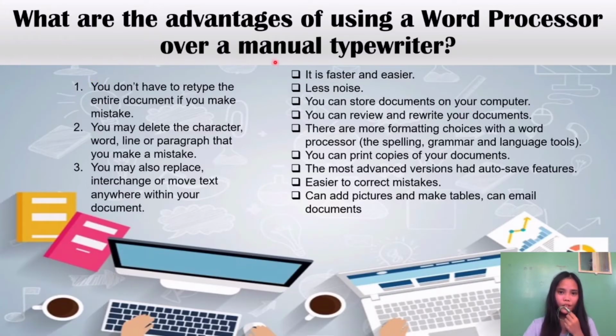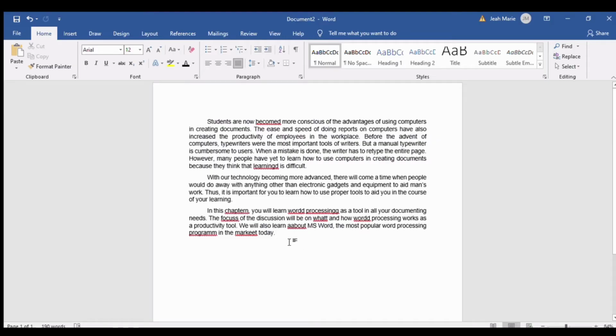So what are the advantages of using a word processor over a manual typewriter? Say for example, we have this text. As you can see, there are some words highlighted in red, and that is a mistake. In a word processor, you don't have to retype the entire document if you make a mistake. You just have to edit it one by one.